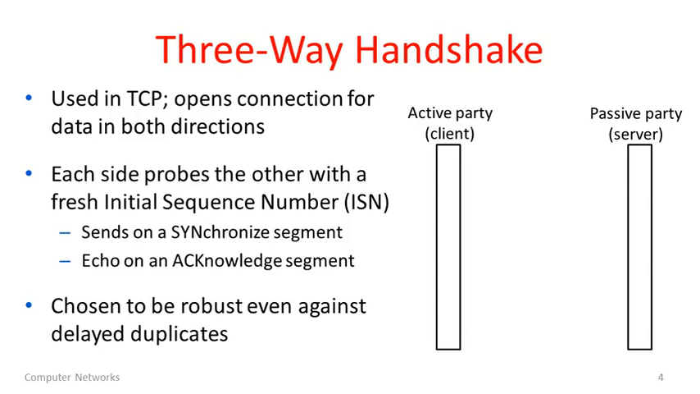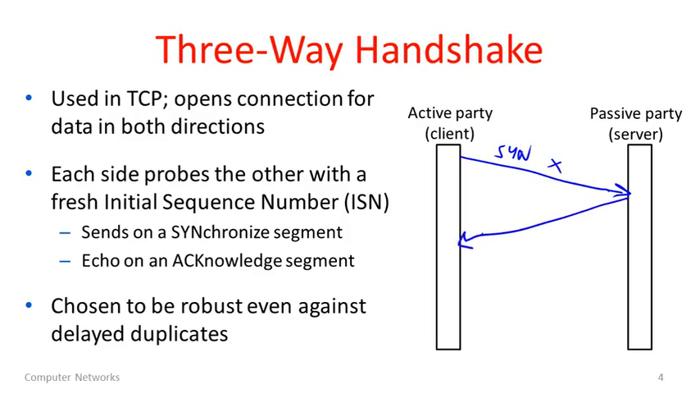The way it works is that each side probes the other by picking a fresh initial sequence number, and the other side needs to be able to echo this sequence number to connect. So here are the segments that would be exchanged. First, the client will send a SYN, that's short for synchronize, a SYN segment, and it will pick its initial sequence number. We'll call it X.